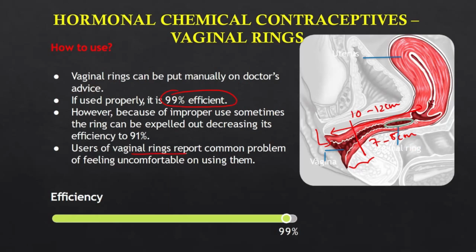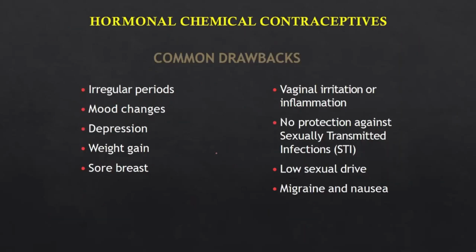Okay. So users of vaginal rings report a common problem of feeling discomfort on using them because they have to be inserted very deep. Okay. And the efficiency is 99%. So what are the common drawbacks of these hormonal chemical contraceptives? One is irregular periods, due to the hormonal imbalance. Mood changes. Okay. There will be a lot of mood swings. It can cause depression because low estrogen levels will cause depression. Weight gain, sore breasts. Okay. So these are the common side effects.